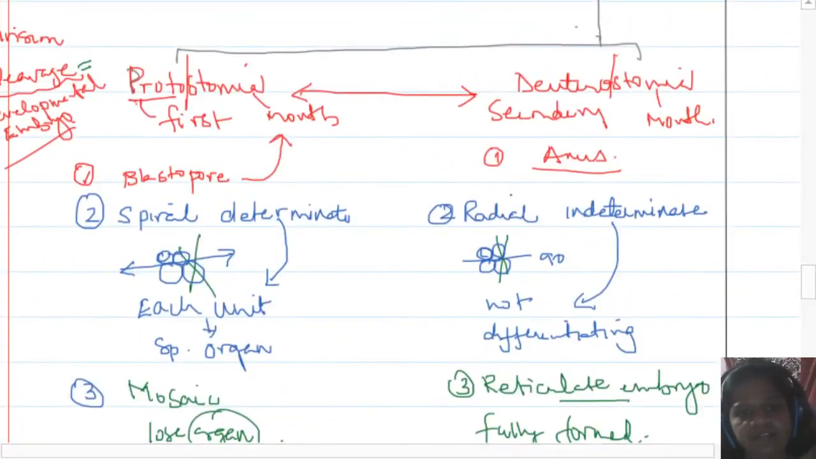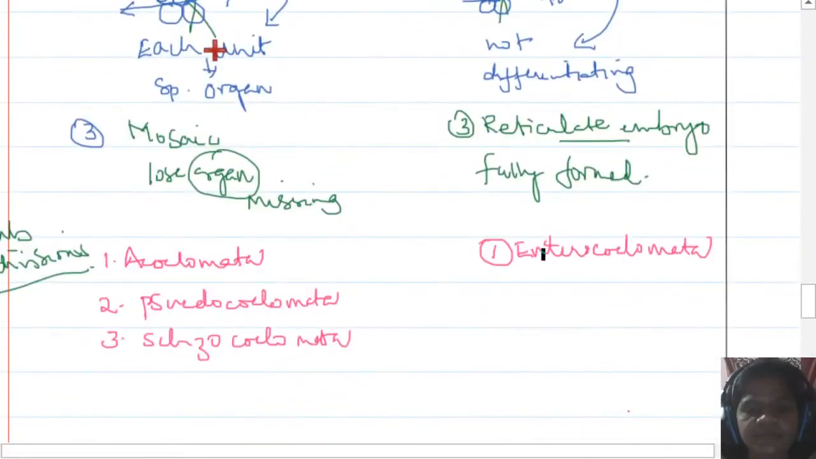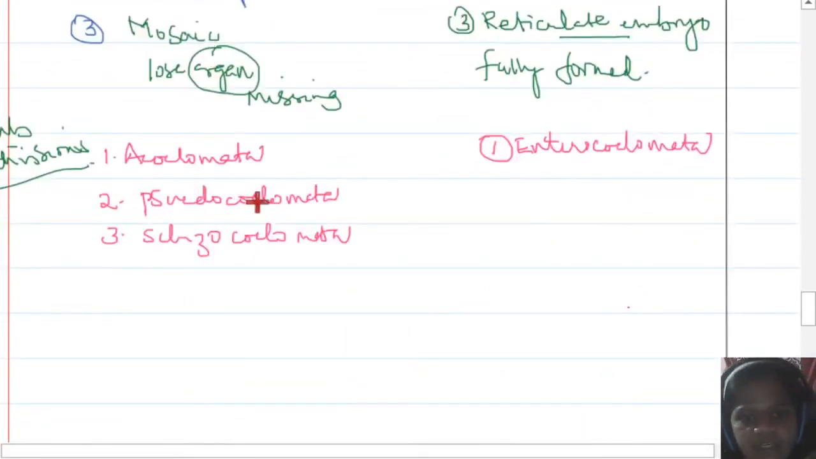This is at the taxon level of division. This division, the Protostomia, has subdivisions: Acoelomata, Pseudocoelomata, and Schizocoelomata. A means it is not having. Coelo means body cavity. Eta means having. Acoelomata means it doesn't have a body cavity. No coelom. A pseudocoelomate has a false coelom, and schizocoelomate has a true coelom. These are the three differences.